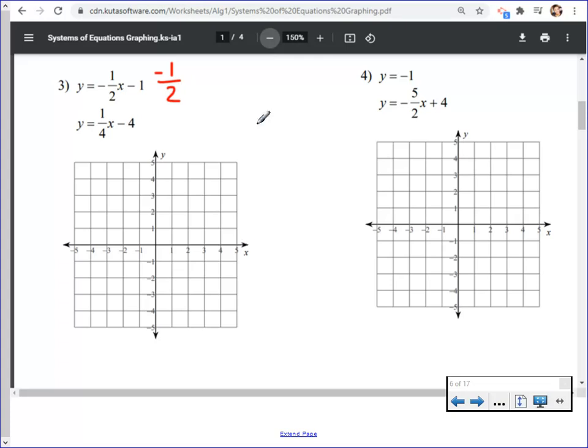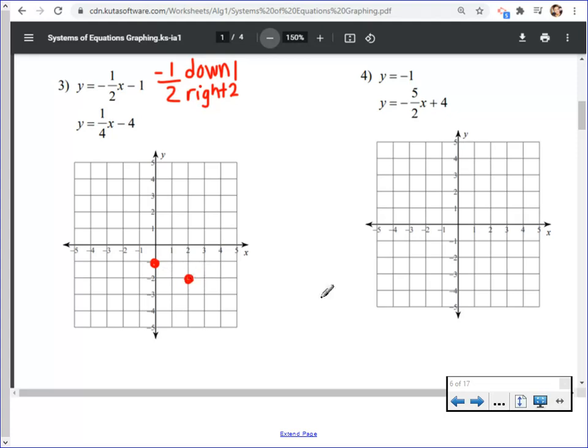Okay, so we're going to check that first one. You should have a point at -1 right here. Your slope, the top number is -1. That means I would be going down 1. The bottom number is positive, so I would be going to the right 2. So from the red point, I'm going to go down 1 and right 2, and there's my new point.